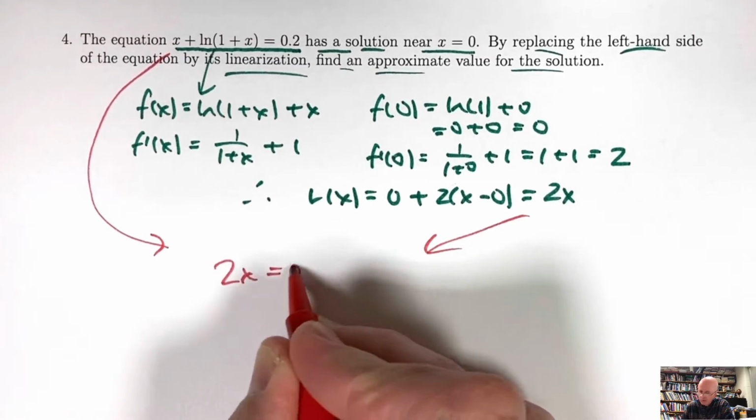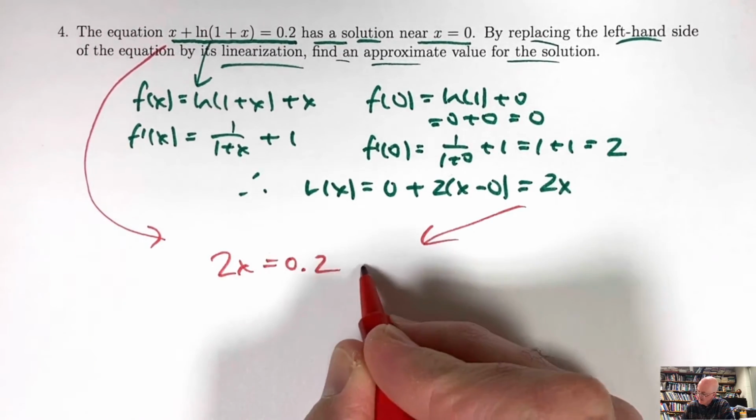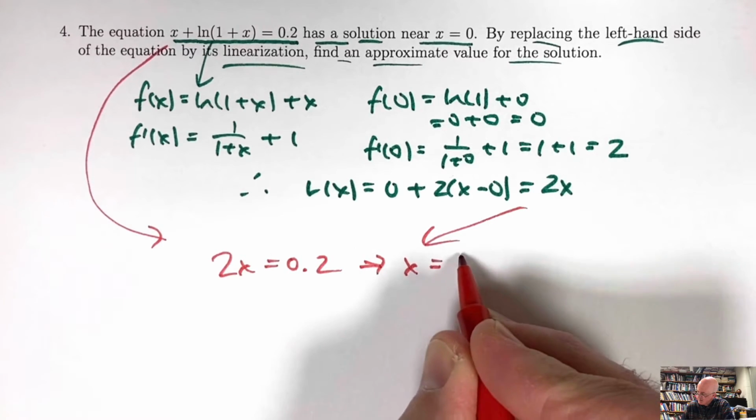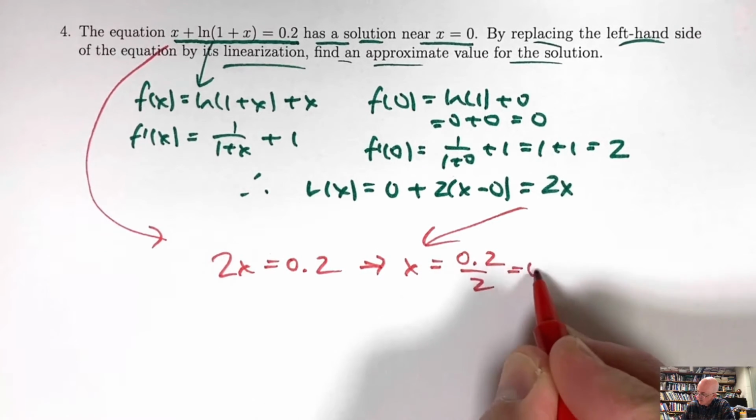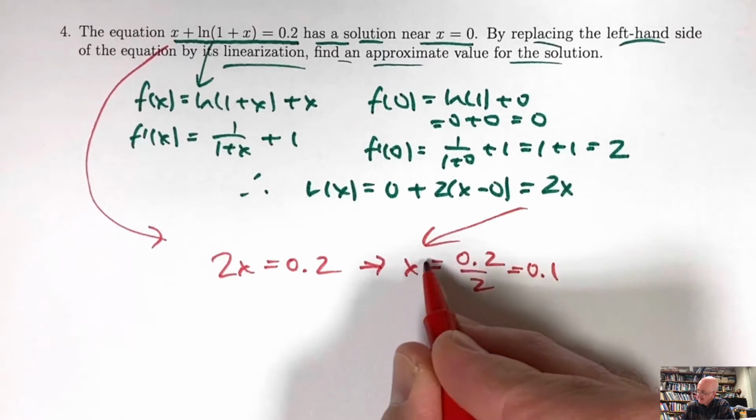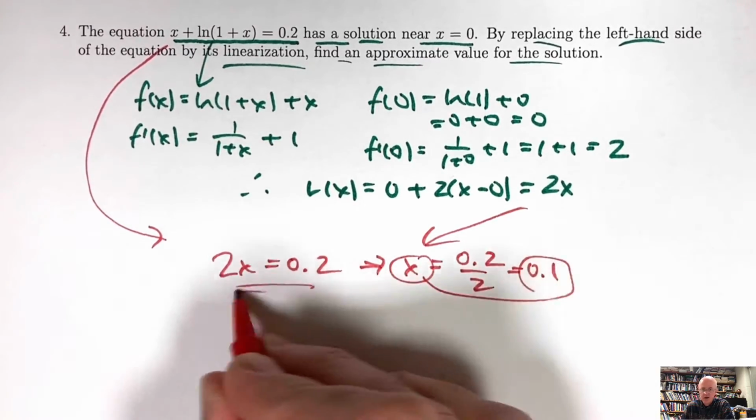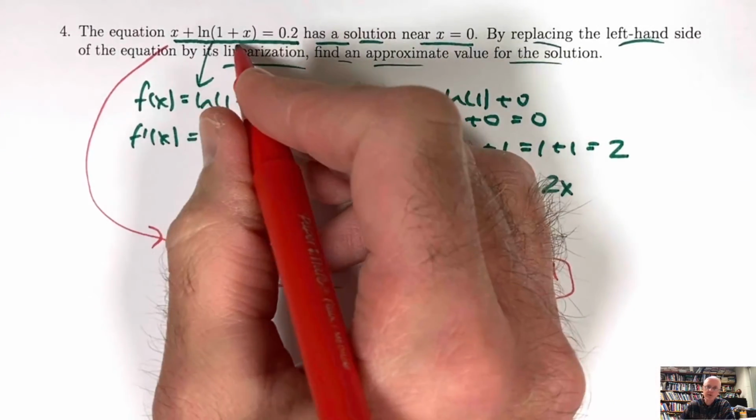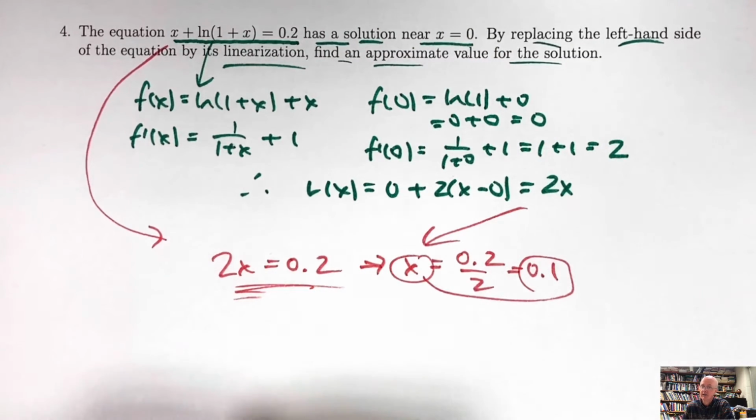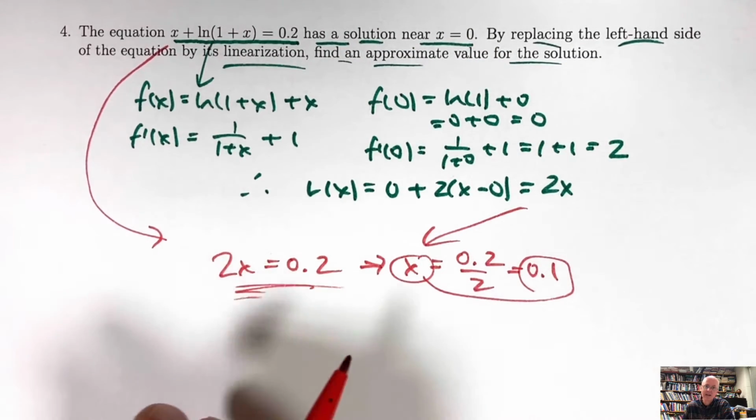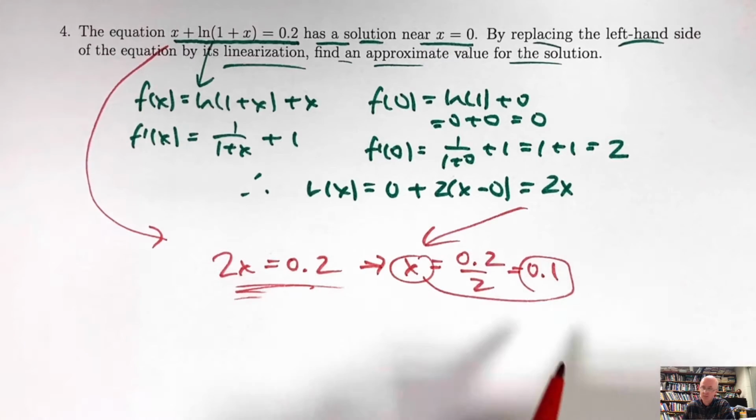2x equals 0.2, a very simple equation. Its exact solution is 0.2 over 2, which is 0.1. And that exact solution for this simple equation is our approximate solution for the other equation. We did see in the calculator that a more precise answer was a bit bigger than 0.1, but this was pretty close.